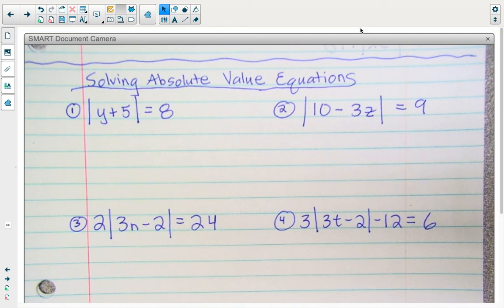Hey y'all. Today we're going to be solving absolute value equations, and then at the end of the lesson we'll get into some absolute value inequalities, and I'll show you how to graph those in Desmos and get your answer.